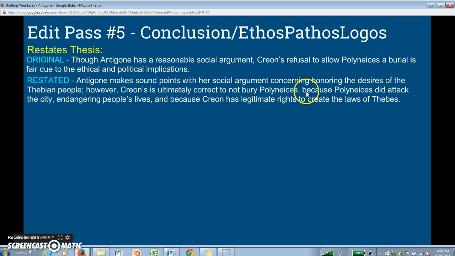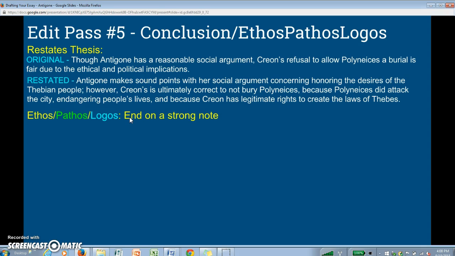not correct to bury Polynices, because Polynices did attack the city, endangering people's lives, and because Creon has legitimate rights to create the laws of Thebes. This is a more elaborate way to state that Creon was right ethically and politically, where I clarify how he was correct ethically and how he was correct politically. So make sure that your restated thesis is more thorough, reflecting what you've written in your body paragraphs.